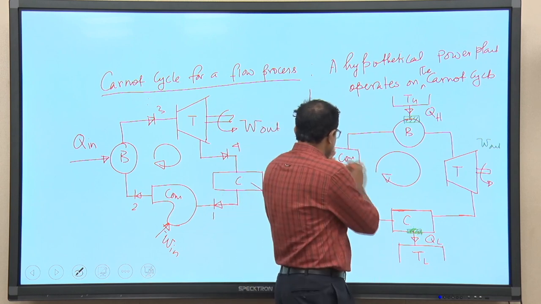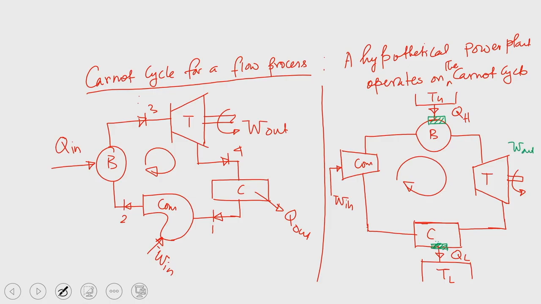So, we are compressing. What am I writing? So, this is 2, this is 1, this is 4, this is 3. So, this is not the 4.